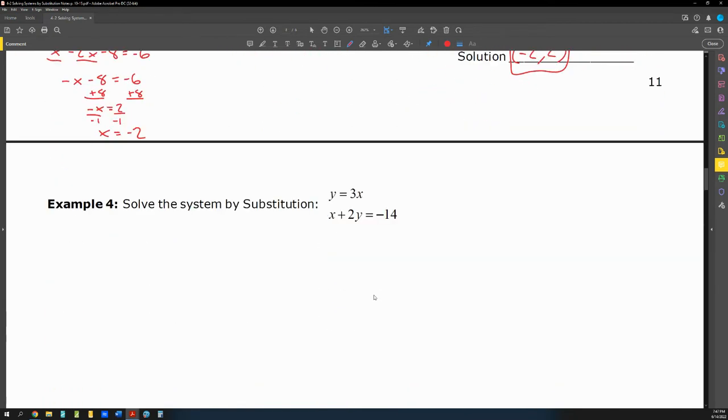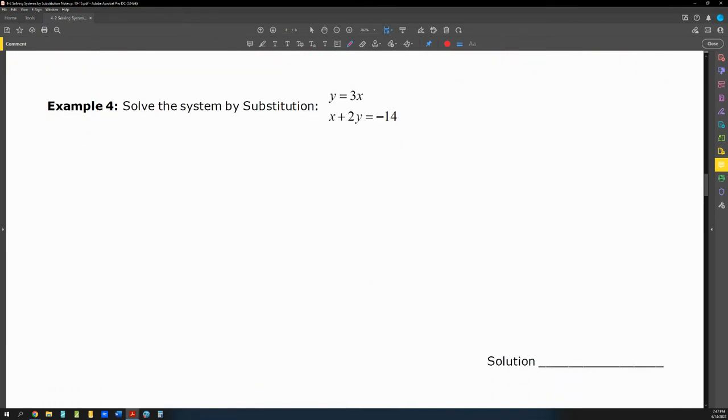Let's move on. Example 4, let's try another. Well, now we have a y equals equation. So I can just take this and plug it right in for y in the other equation. So here we have x plus 2 times y. Well, we know that y is equal to 3x. And we know all of that is equal to negative 14.